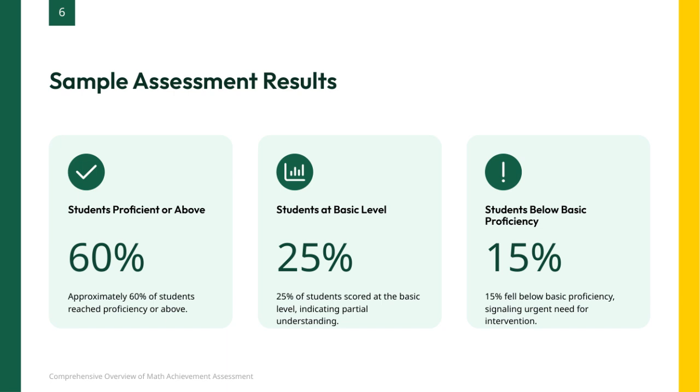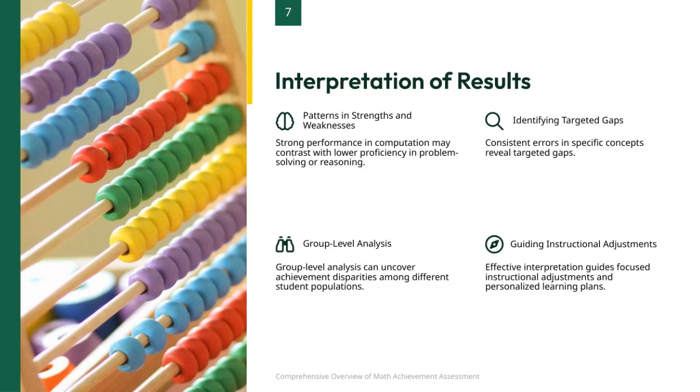These numbers help us identify where to focus our efforts to improve overall learning outcomes. When interpreting the results, it's important to look for patterns in strengths and weaknesses. For example, a student might perform very well in computation, but struggle with problem solving or reasoning tasks. Identifying these differences helps us understand where support is needed.